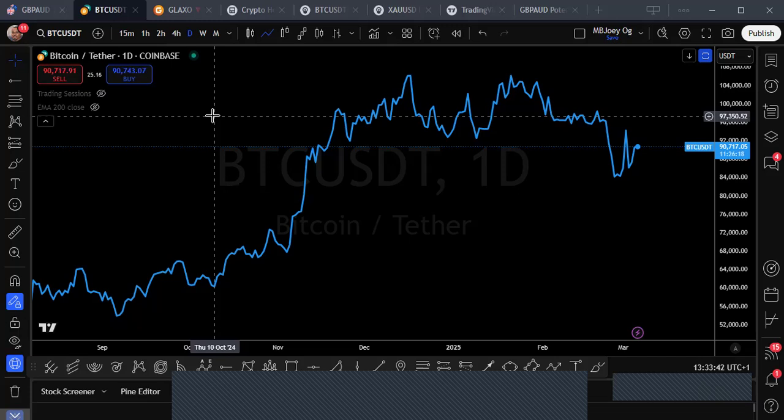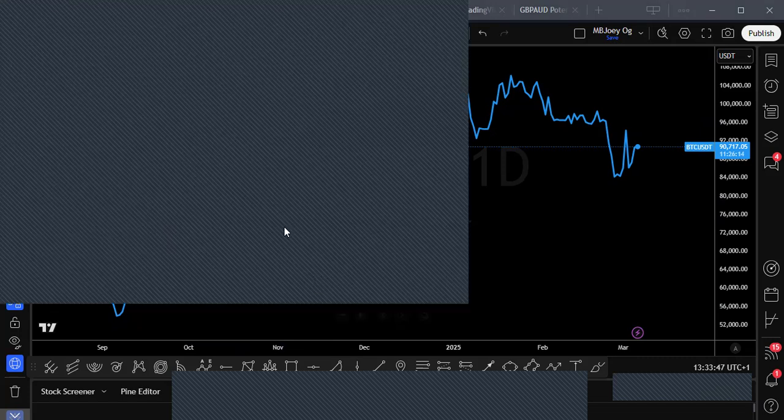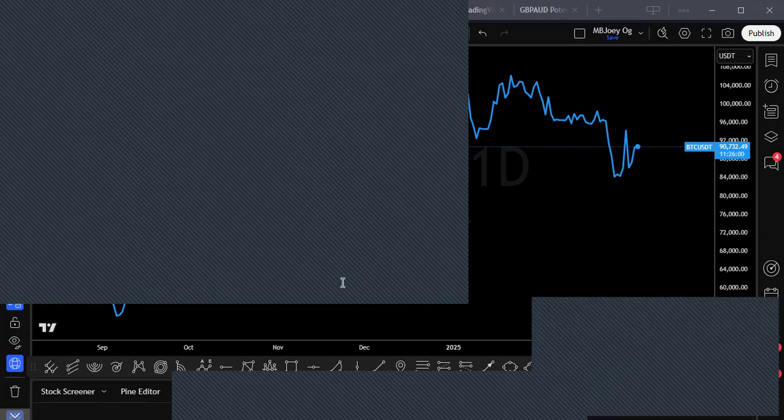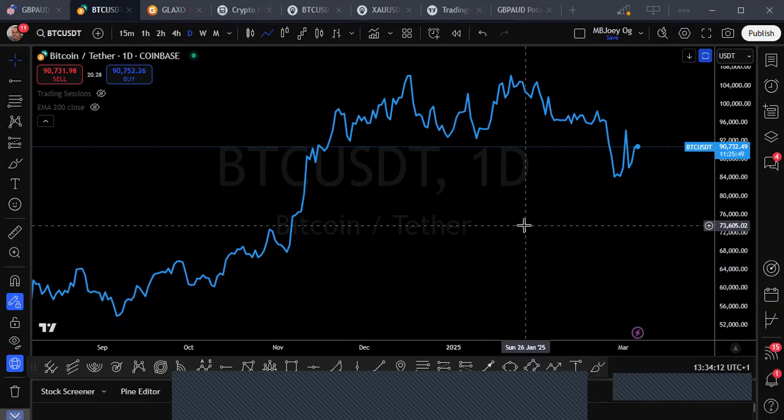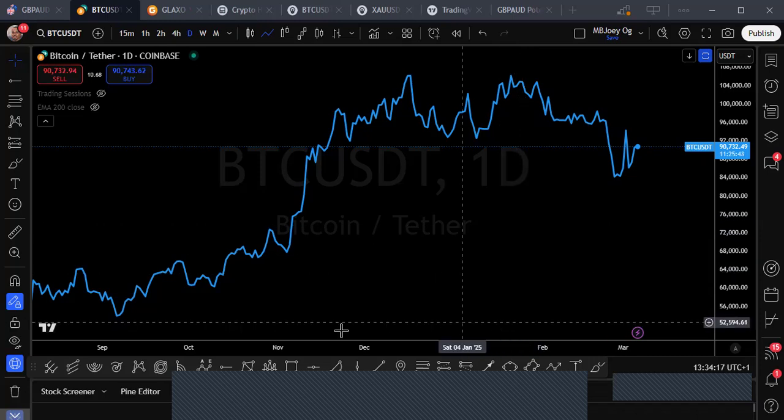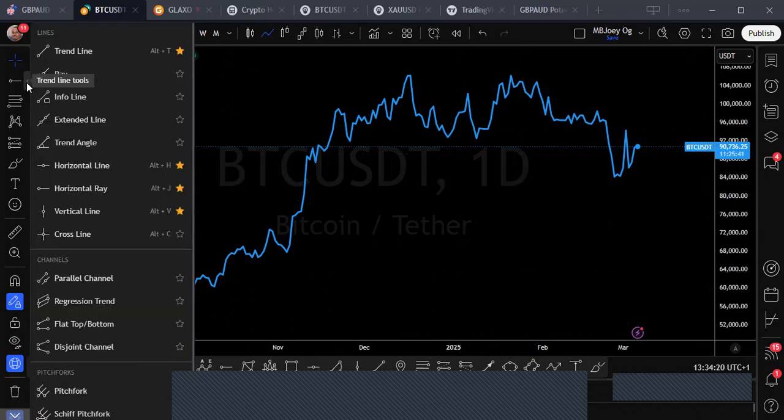Let me also add to this, support and resistance is not just a line, it is an area. But for easy identification, you want to use the line tool for easy identification.